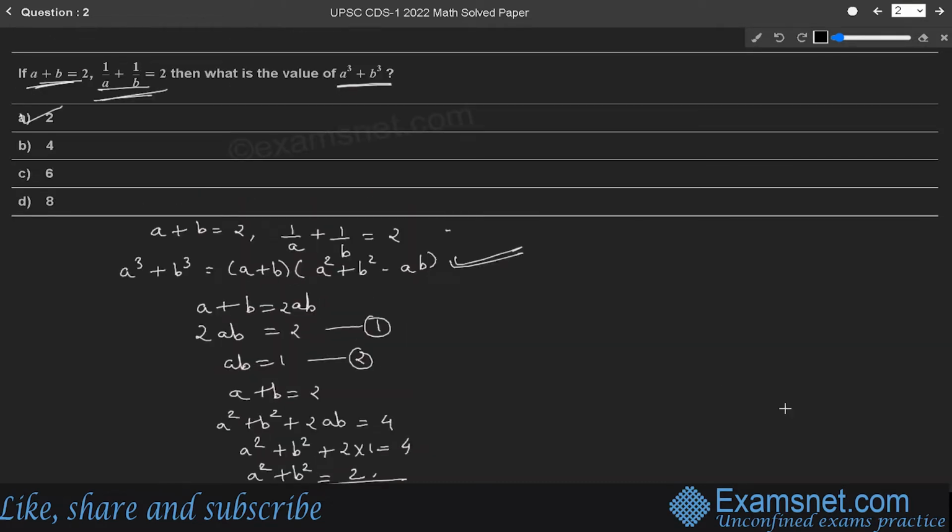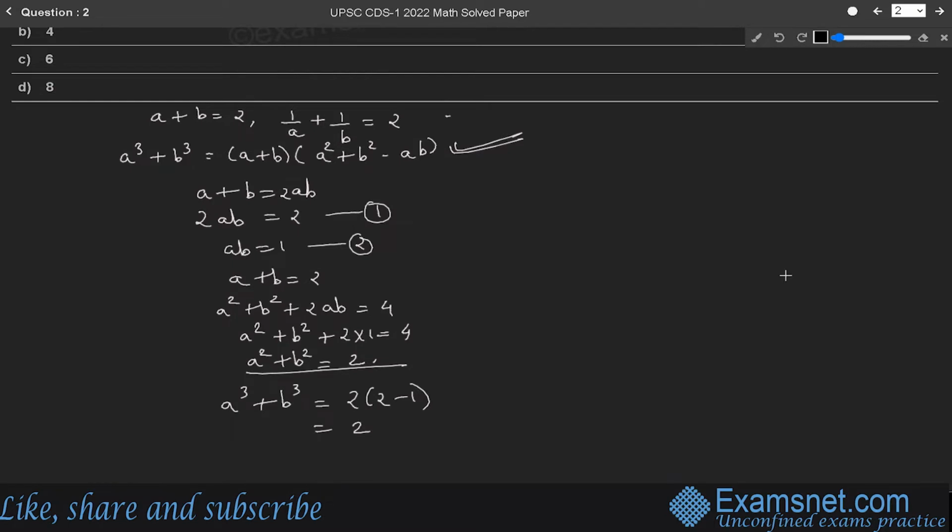See, this question was very simple. We just have to use the formula for A cube plus B cube and substitute the values, and then we will get the required value.